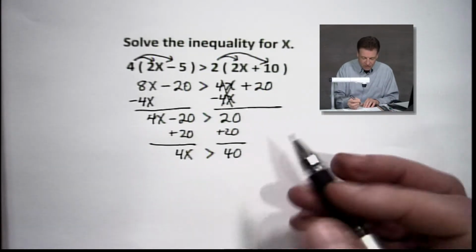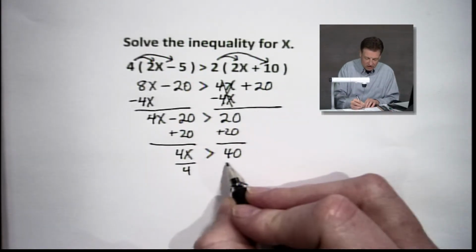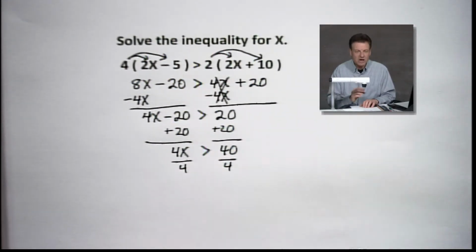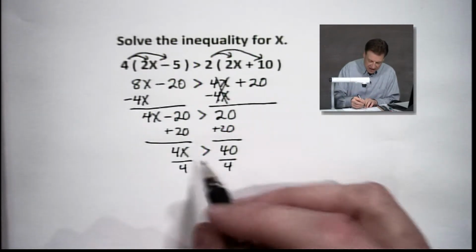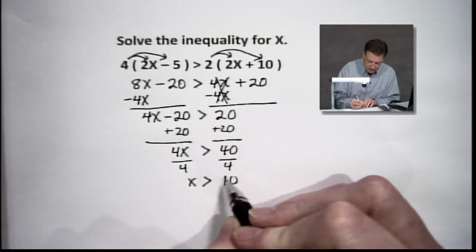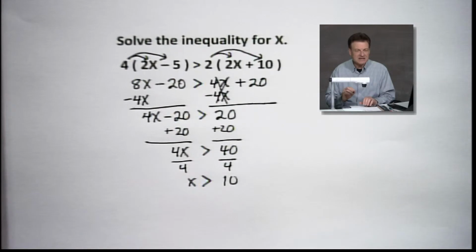Now, 4x and 40, let's divide both sides by 4. And again, since 4 is not negative, we do not need to worry about anything going on with greater than. It's going to stay the course. It's going to keep pointing to the right, all right? And by the way, that is going to give us x greater than 10, because that divides out easily.